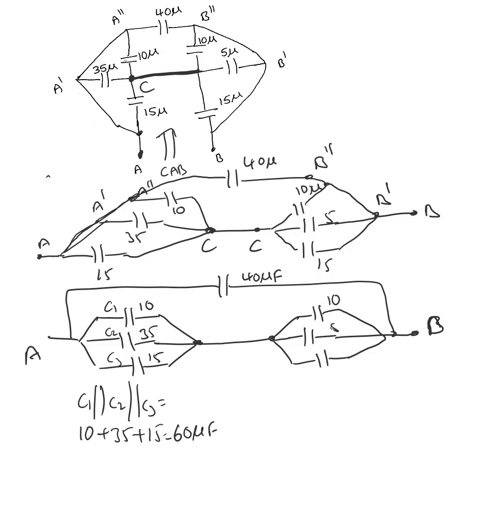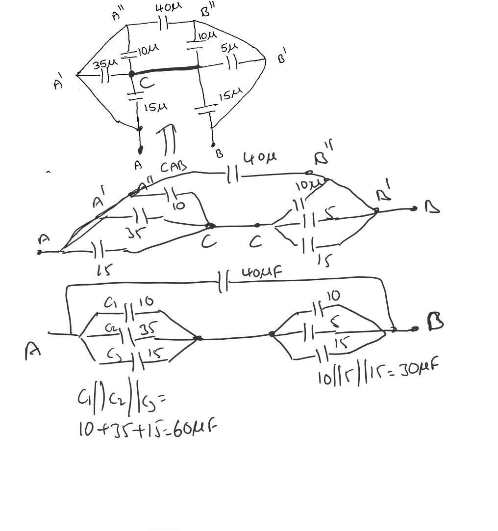Here, these three are also in parallel. So 10, 5, 15. So 10 parallel with 5 parallel with 15. What is that value? 15, 15, 30 microfarad. Now if you look at here, can I say those two are in series? So my result is going to be something like this. Here is my B, here is my A. Now I can see these two are in series, 60 and 30. So 60 series with 30.